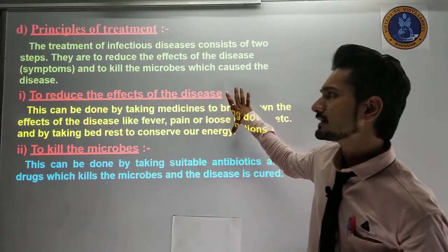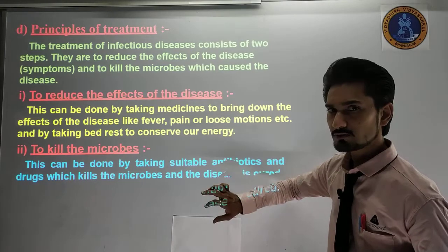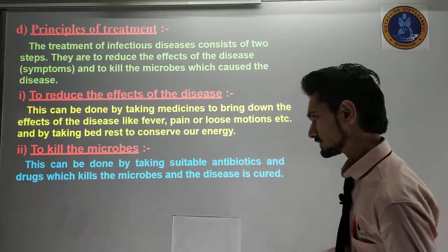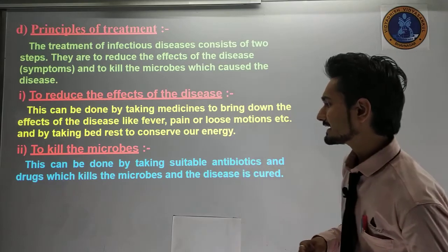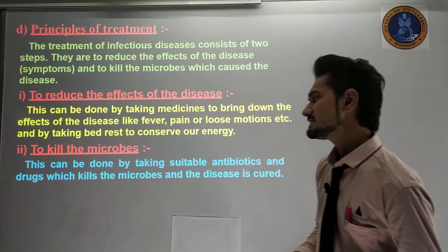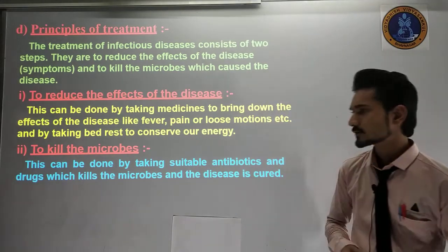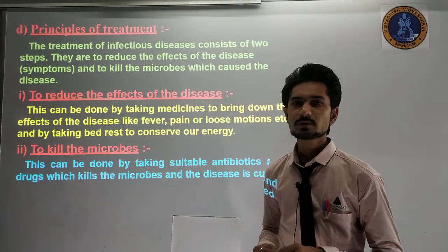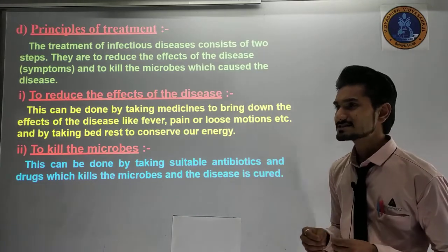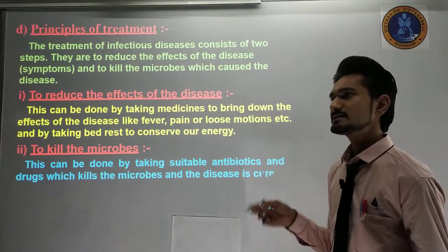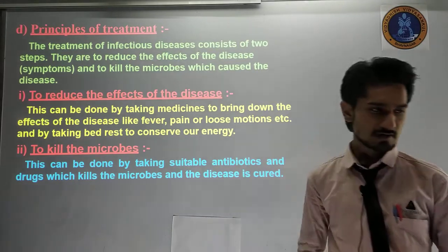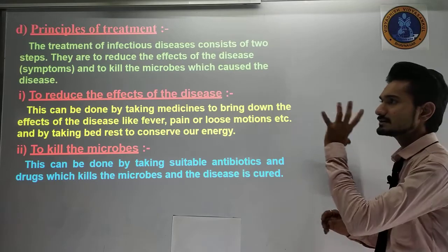Another thing: if you can't reduce the disease, then what should you do? Then you have to kill the microbes. This can be done by taking suitable antibiotics and drugs which kill the microbes, and the disease is cured. Another way to prevent or cure the disease is to take a vaccine, but we will discuss this topic under prevention of disease. So we'll see that topic in the next lecture.